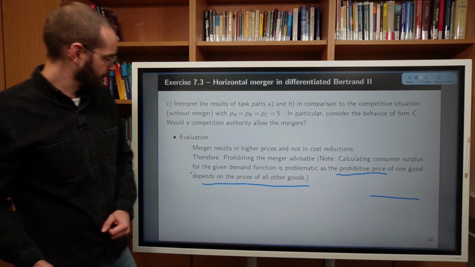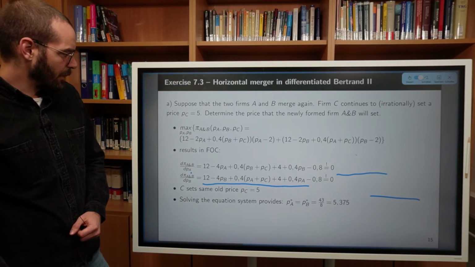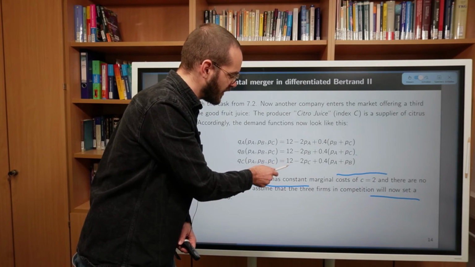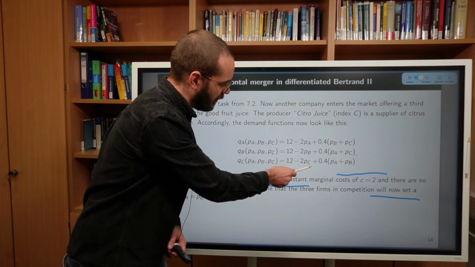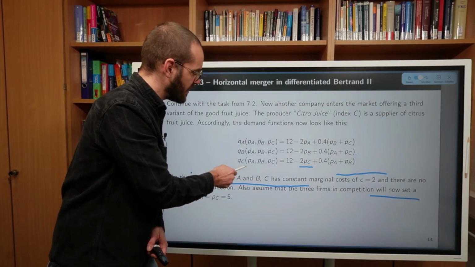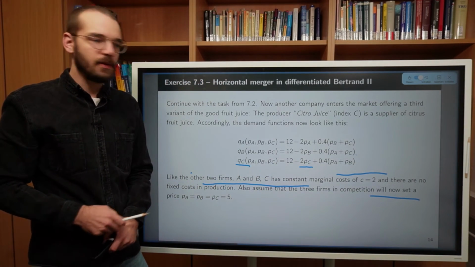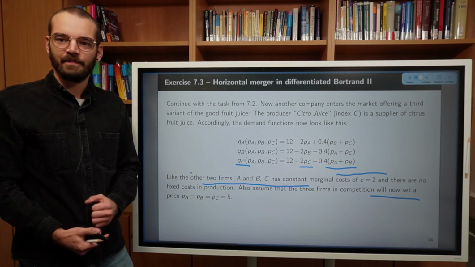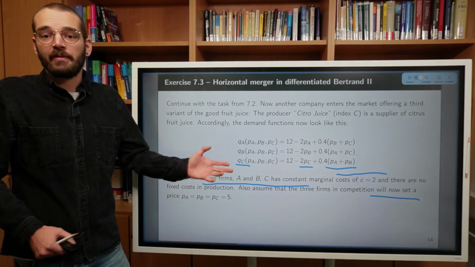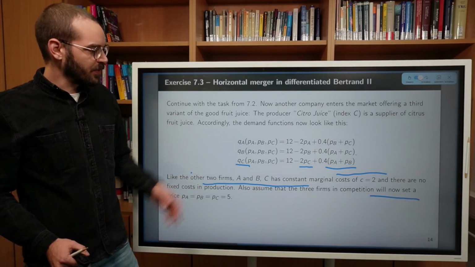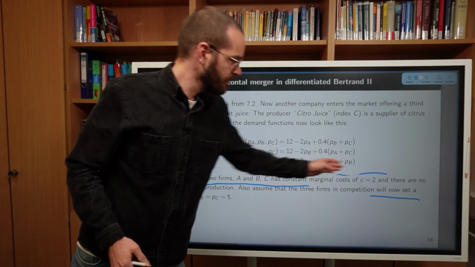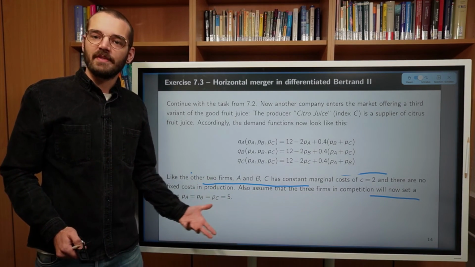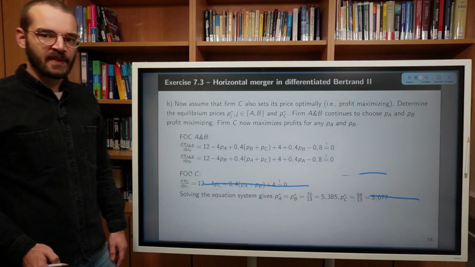Let me just get back to the demand functions. The prohibitive price, so the price PC for which the demand QC reaches a value of 0, of course depends on the prices A and B, right? We cannot make any statement on the prohibitive price of good C without fixing price A and B. So that's the bottom line: we cannot calculate consumer surplus in the usual way.